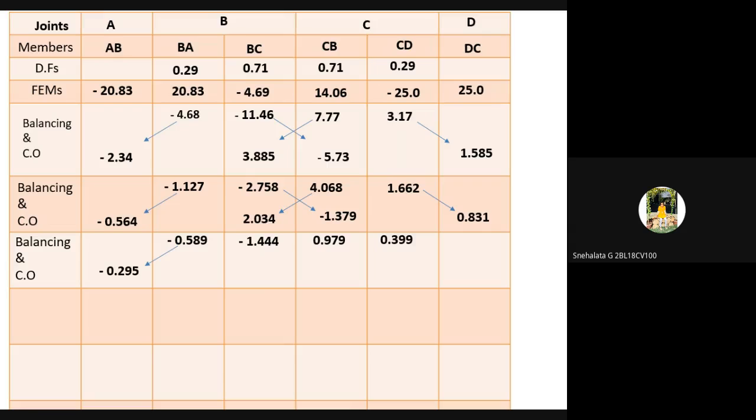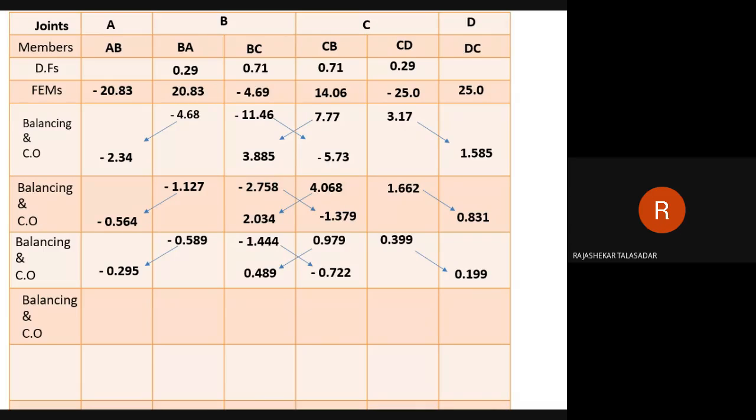Minus 0.29. Very good. Then BC goes to CB. How much? Plus 0.489. Minus 0.72. Okay. Then 0.979, where should it go? BC. How much? 0.48. Very good. And the last one, 0.399, where should it go? BC. 0.199. Yes. Okay.